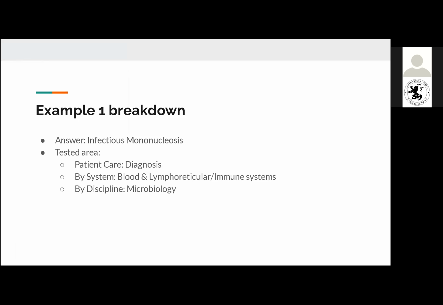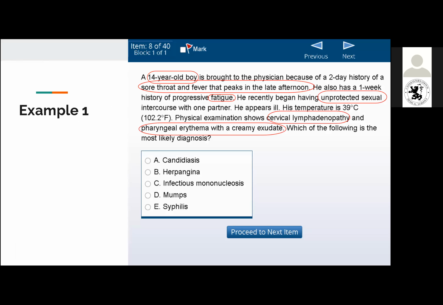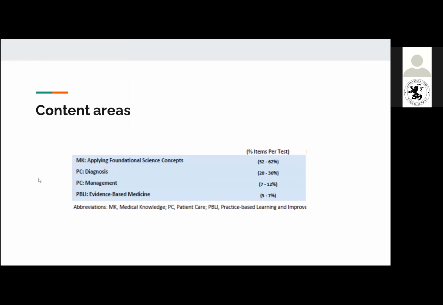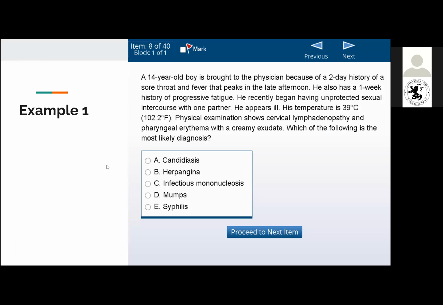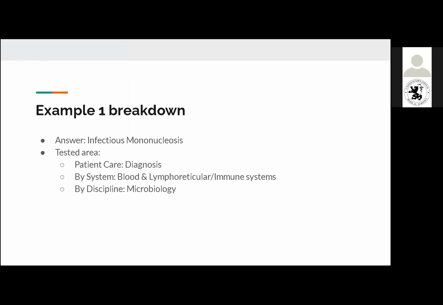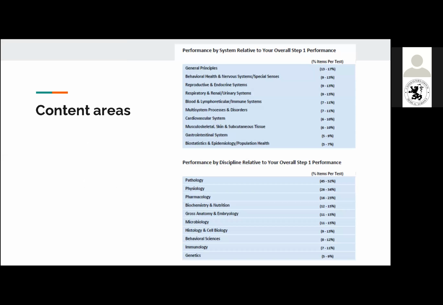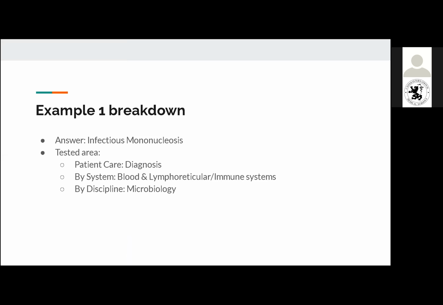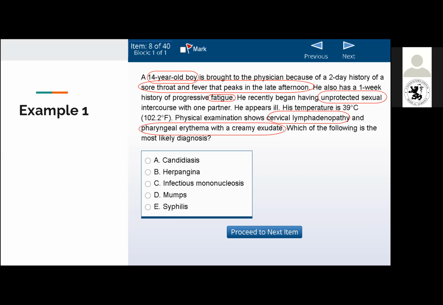So I'll tell you what this question examined exactly. According to patient care, so this first part here, according to this content area, it was examining your ability to diagnose. So it gave you a clinical vignette with the patient, then you have to diagnose the disease. According to system, this was hematology and immunology, because this is a virus that infects B cells, right? So this is hematology mostly. And then according to discipline, this is microbiology. So it's virology more specifically.